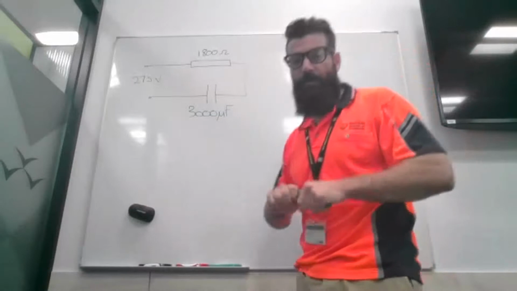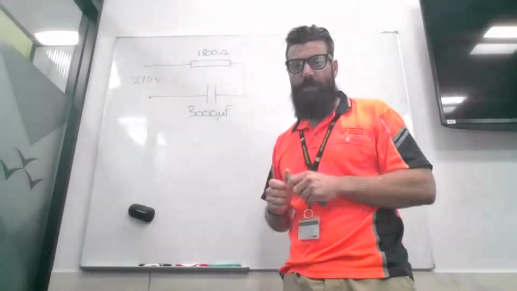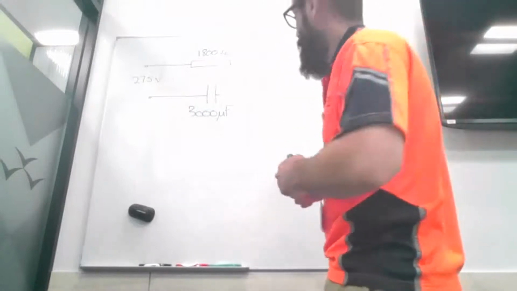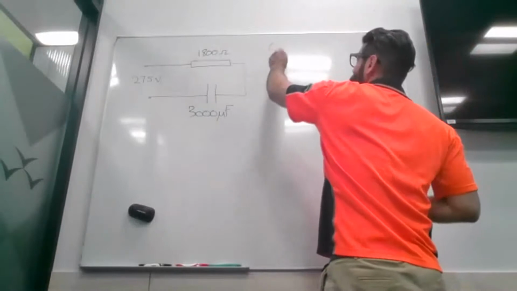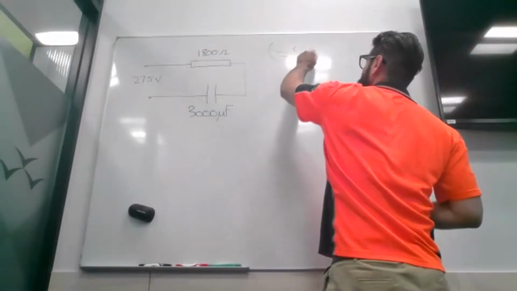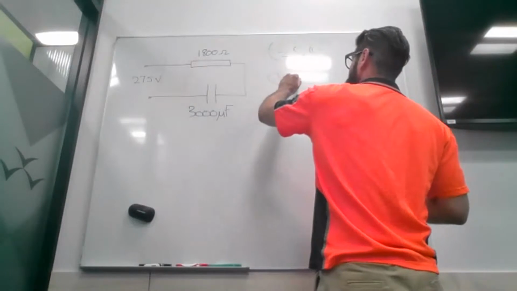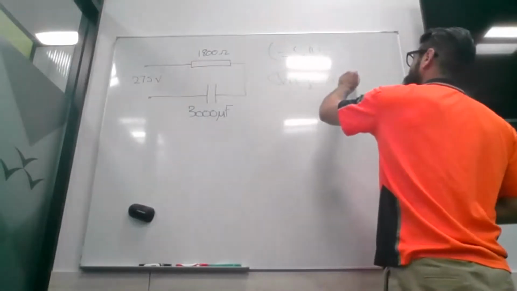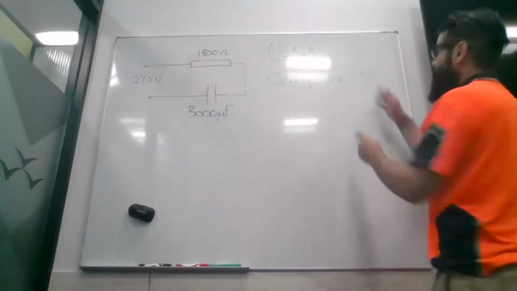Okay, next one, part 3 of that question. Calculate how long it would take to fully charge the capacitor. We worked out in the first part of the question our time constant. Our time constant was 5.4 seconds. And remember that our charge time is just equal to 5 times the time constant, so 5T.